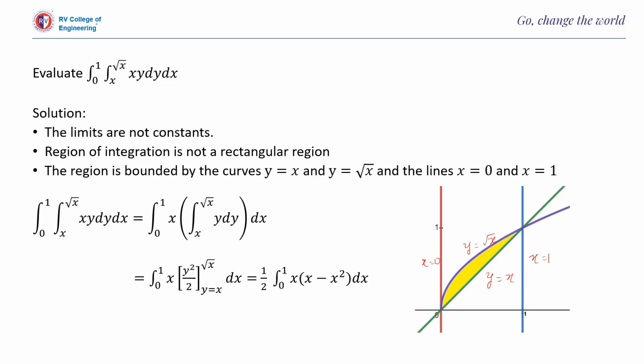And that gives half into integral 0 to 1 x into, substituting the upper limit, that is root x whole square, we get x, minus substituting the lower limit x, we get x square. And on simplification we get half into integral 0 to 1 x square minus x cube dx. So that is half into integral of x square dx is x cube by 3 minus x cube is x power 4 by 4, evaluated between 0 and 1, that gives 1 by 24. So this is an example of how to evaluate a double integral with variable limits.